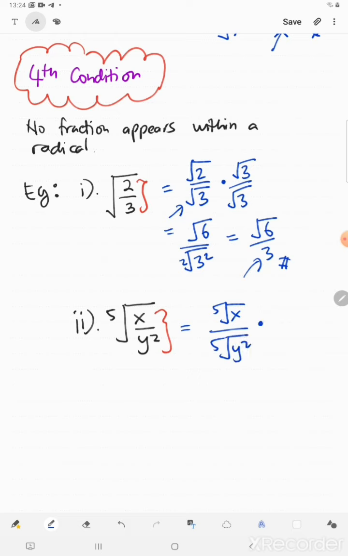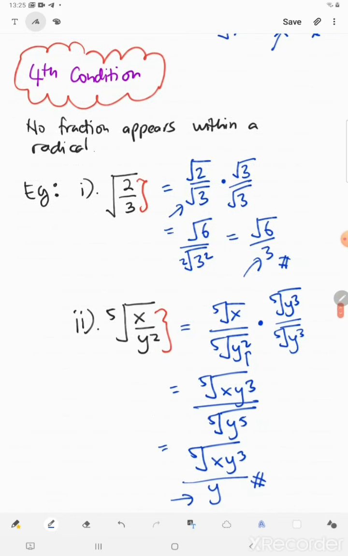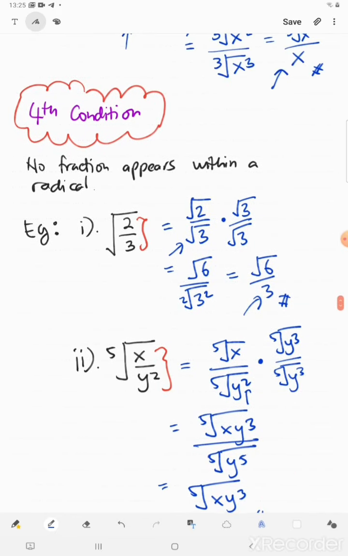Alright. So just to review, yang penting nombor 1, root dia m lebih kecil daripada n. Number 2, tak ada common factor between m and n. Number 3, no radical appears in a denominator. Ingat, denominator tak boleh ada radical sign. Number 4, no fraction appears within a radical. Okay, ini je condition yang korang kena satisfy untuk rationalizing. Alright. So I hope you understand.